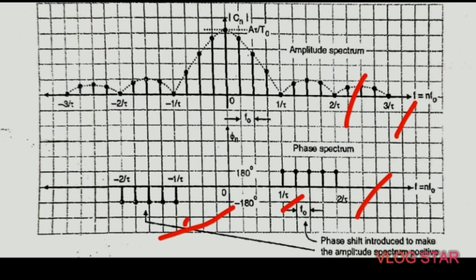The negative values in the amplitude spectrum are made positive by assigning phase shifts of plus minus 180 degree. Okay, so here we can see the phase shift which can be present for plus minus 180. Okay, so note that the choice of phase shift plus 180 degree or minus 180 degree is arbitrary. However, we have used both of them to present the antisymmetry of the phase spectrum.